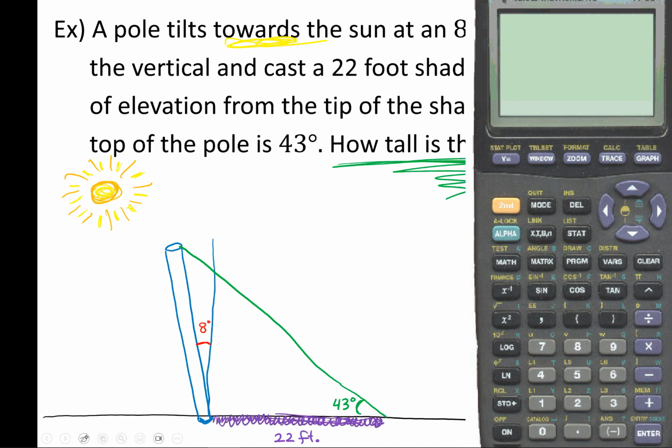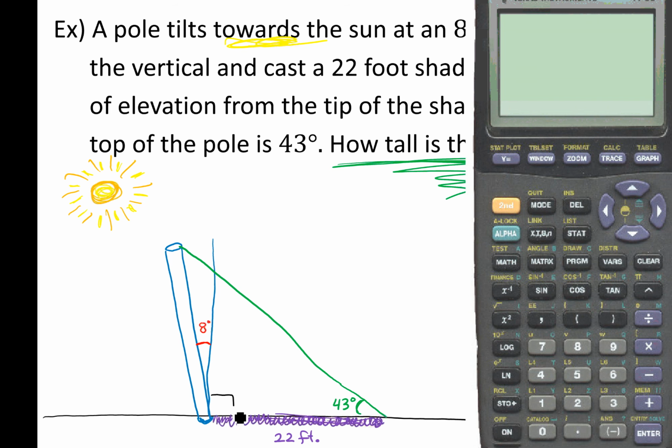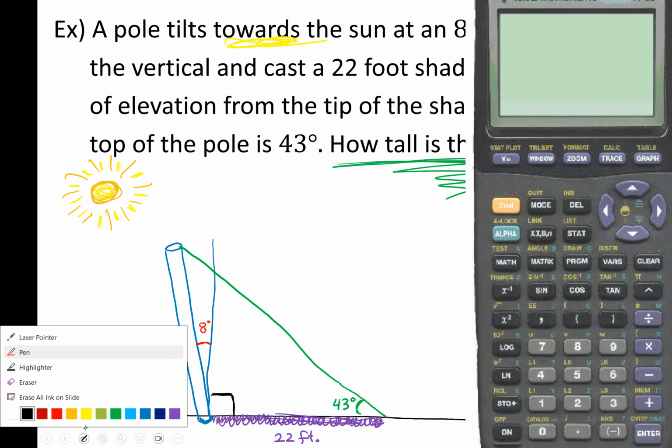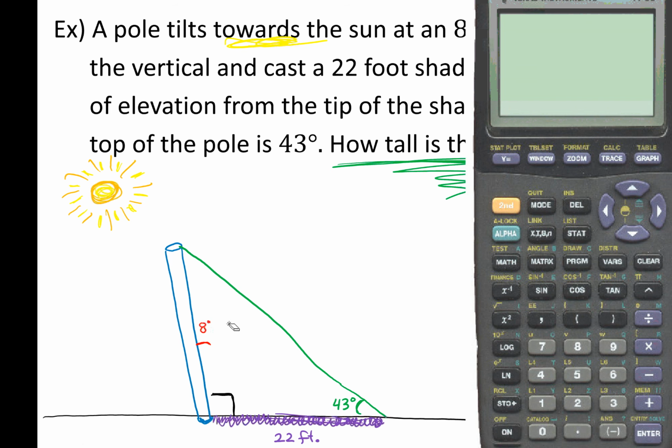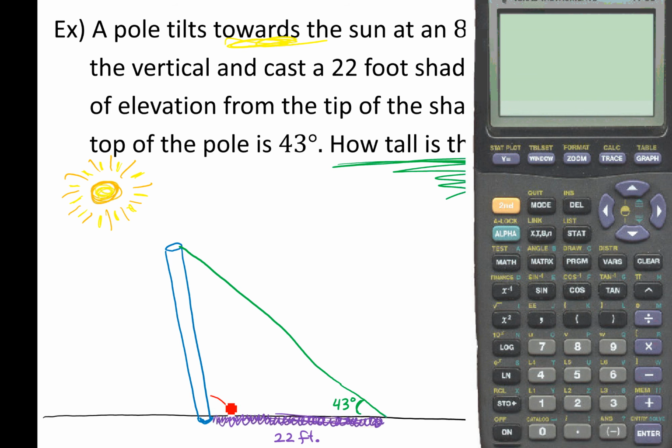if you didn't find this out yet, this right here is a 90-degree angle. And if the pole is tilting 8 degrees more, then this right here, total, is going to be 98 degrees. So if I just get rid of this vertical right here, 90 degrees plus 8 degrees, the total for this angle at the bottom is going to be 98 degrees.